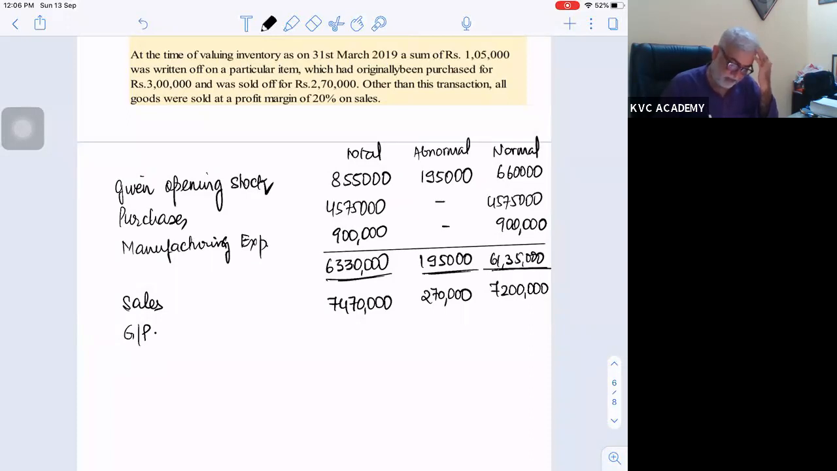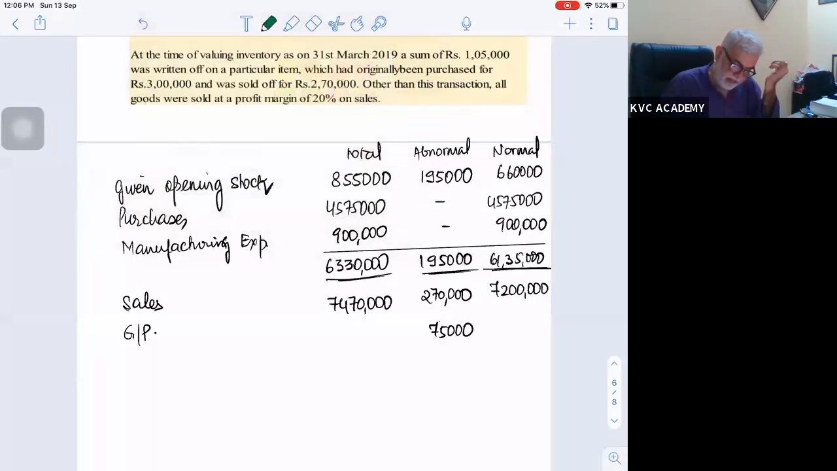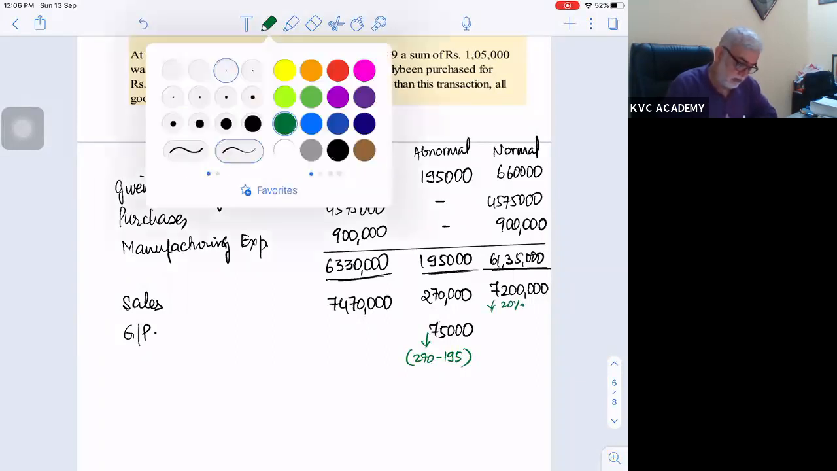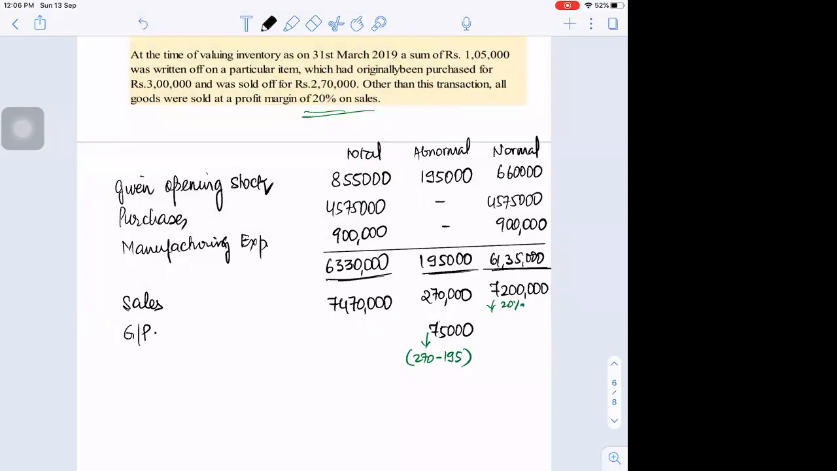Here? 75,000. How will I get this? 270 minus 195. But the gross profit here is at 20% because I'm told margin on sale is 20%. How much is 20% of 72 lakh? 14,40,000.